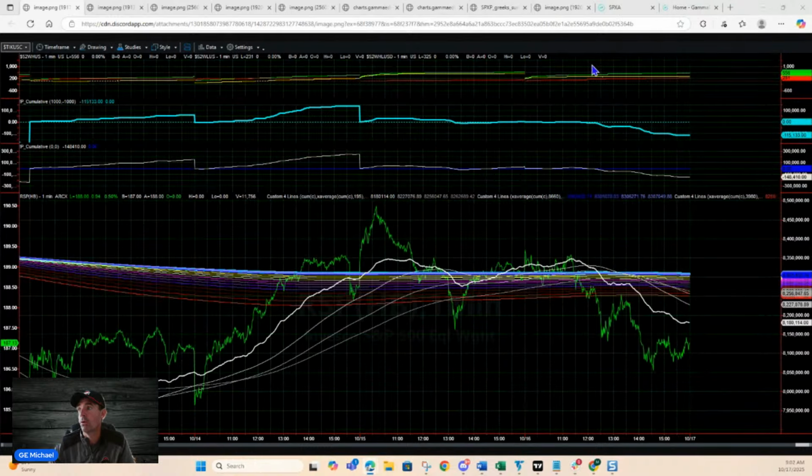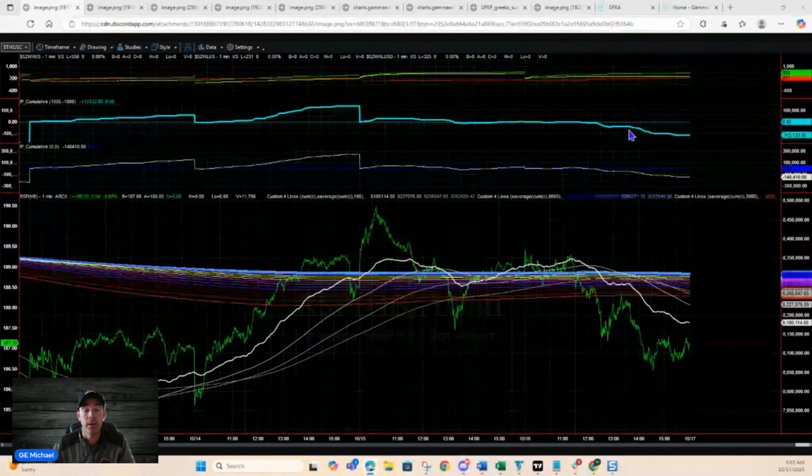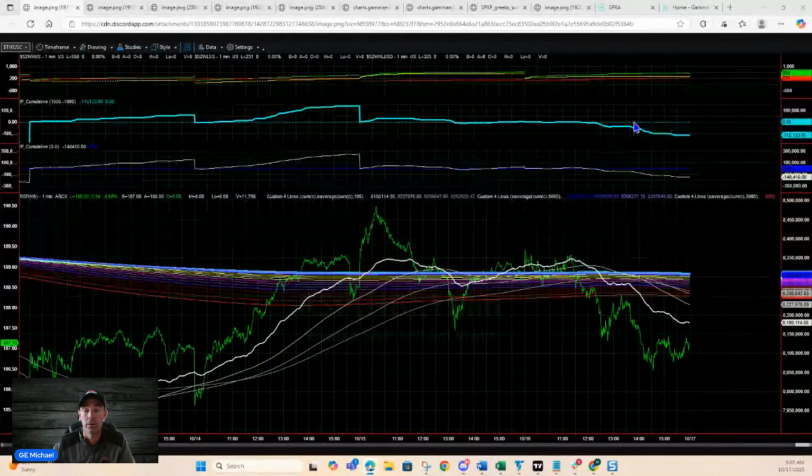Orientation up here, this is breadth indicator, new highs versus new lows. As always, we'd like to see the new highs outpacing new lows, indicating more stocks are being bought than sold. This is our filtered cumulative tick indicator, plus 1,000, minus 1,000. This is larger block orders, institutions or larger market participants.